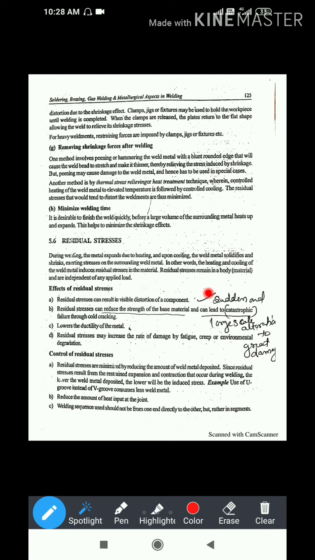In other words, the heating and the cooling of the weld metal introduces residual stresses in the material. The residual stresses remain in the body of the material independently of any applied load. So dear students, just listen to how the residual stress is generated in welding and what residual stresses are. Before going to the residual stresses, I would like to share one example with you all, of how residual stresses are introduced and what they are.